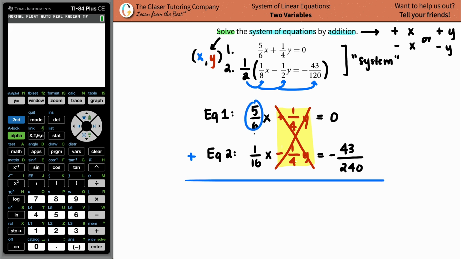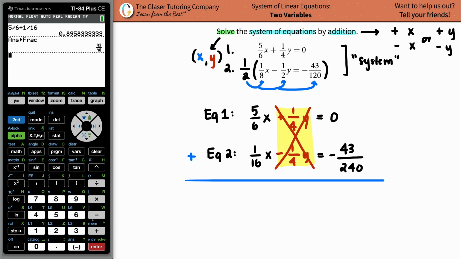Now, 5/6 plus 1/16. Instead of me trying to figure out the most common number between 6 and 16, I would think 32, but 6 doesn't go into 32 evenly. So what I'm going to do is I'm going to use my calculator. I'm going to say 5 divided by 6 plus 1 divided by 16. It's going to shoot me out some decimal, but we can turn that back into a fraction by pressing math and then pressing frac.